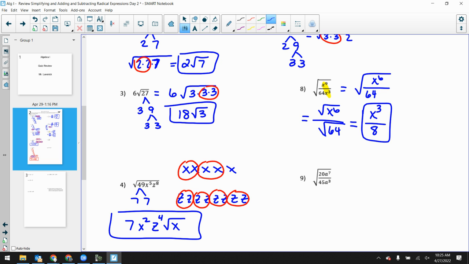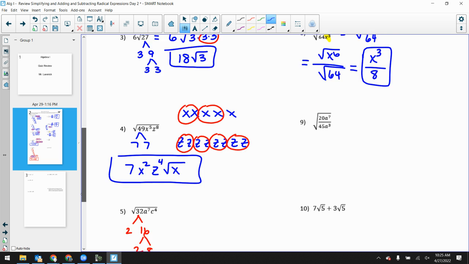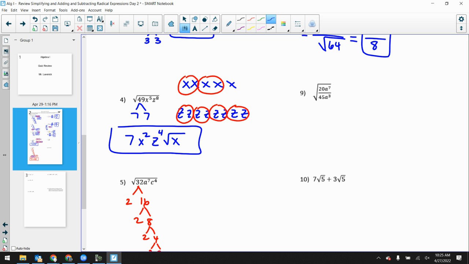Okay, take a look at number 9. Now, I'm going to do 9 in two different ways. The method that I would use is to reduce first, just like what we did a second ago. What is a to the 7th over a to the 3rd? A to the 4th, right? We subtract. So it's going to be a to the 4th on the top.